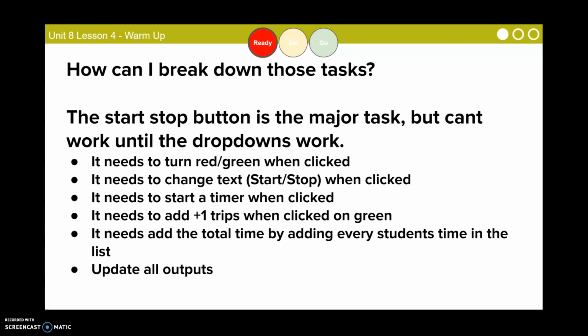The start and stop button is a major task. That's key. That's where I'm going to write about. But it needs to change red and green when clicked. It needs to change the text start and stop when clicked. It needs to start a timer when clicked. It needs to end a timer when clicked. It needs to add 1 to the trips. It needs to add the total time by adding every student time in the list. And it needs to update all the outputs.